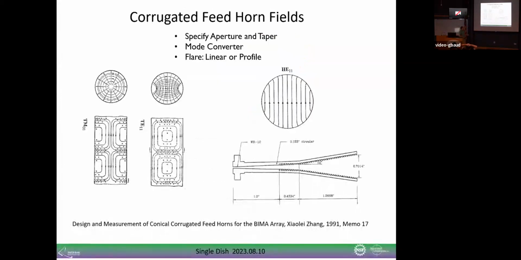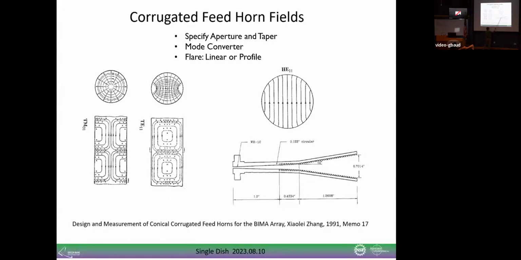So when you're designing a feed, there are a few free parameters you can adjust. One is the aperture, of course, but it's tied to the GBT optics and the optimization of T_sys over aperture efficiency. And you can sometimes change the flare angle slightly, so this is a linear flare. This is sort of what the feed looks like.